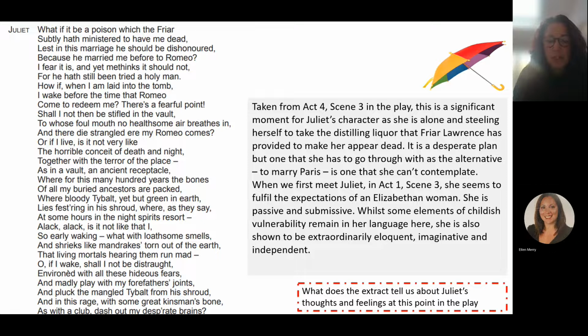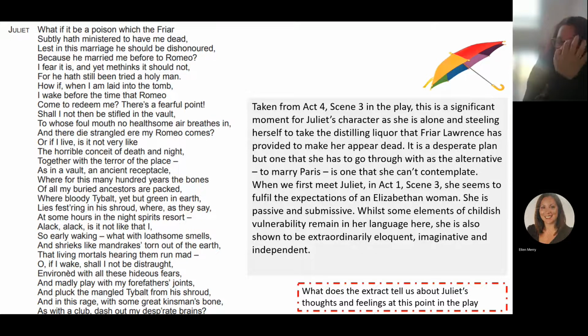When the audience first meet Juliet in Act 1, Scene 3, she seems to fulfil the expectations of an Elizabethan woman. She's passive and she's submissive. And she does still have some elements of childish vulnerability within her language here. She's also shown to be extraordinarily eloquent. She's imaginative and she is independent.